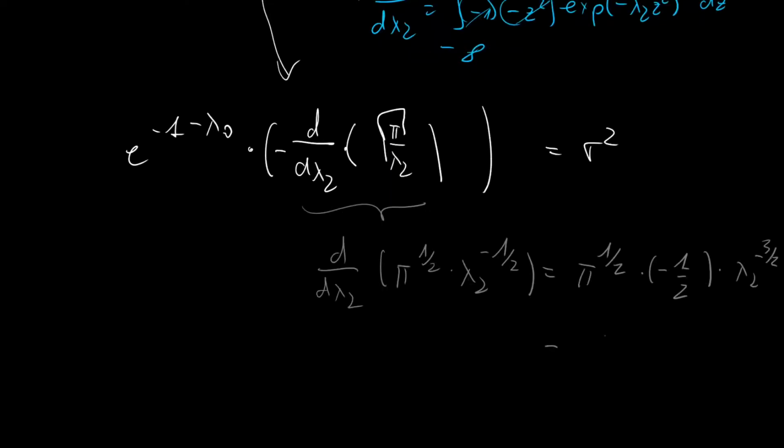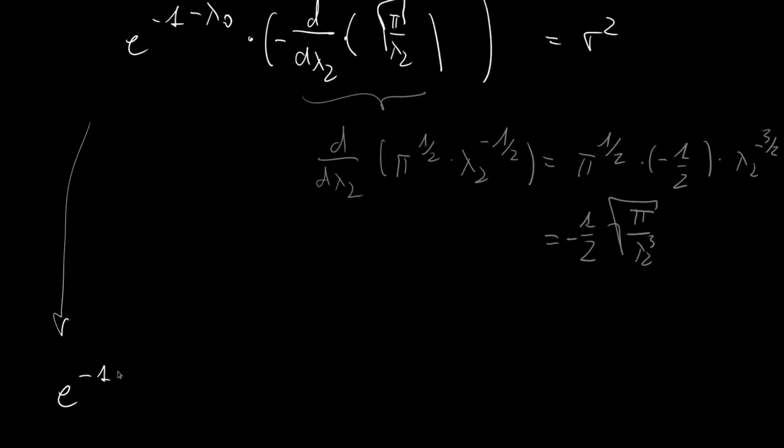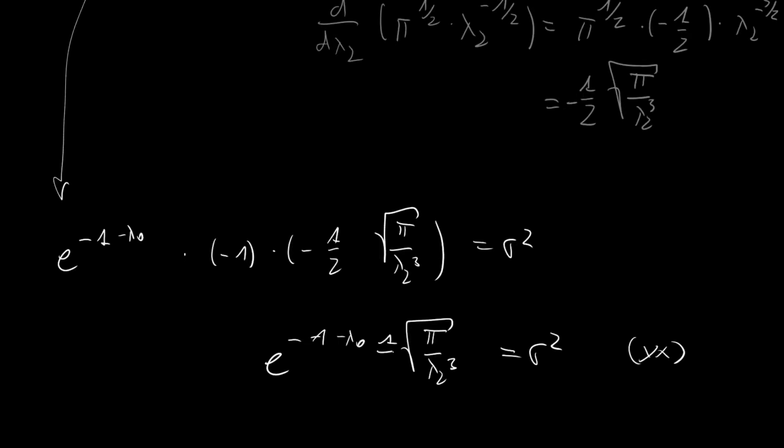Plugging it all back together, we are getting the square root of pi over lambda 2 to the power of 3 and a 1/2 in front of it. And the 1/2 is, of course, negative. And we are getting e to the minus 1 minus lambda 0 times minus 1, because this is the minus from here, times minus 1/2 square root of pi over lambda 2 to the power of 3 is sigma squared. And then if we cancel the minus and the minus, we're getting e to the minus 1 minus lambda 0 times the square root of pi over lambda 2 to the power of 3 is sigma squared. And this will be our second equation. And of course, we multiply by 1/2 here.